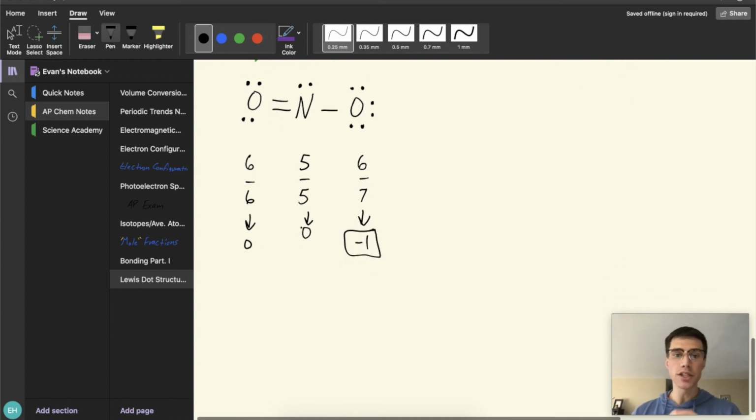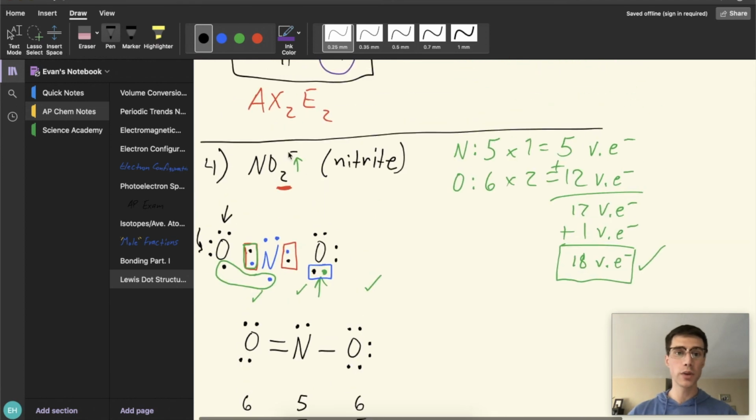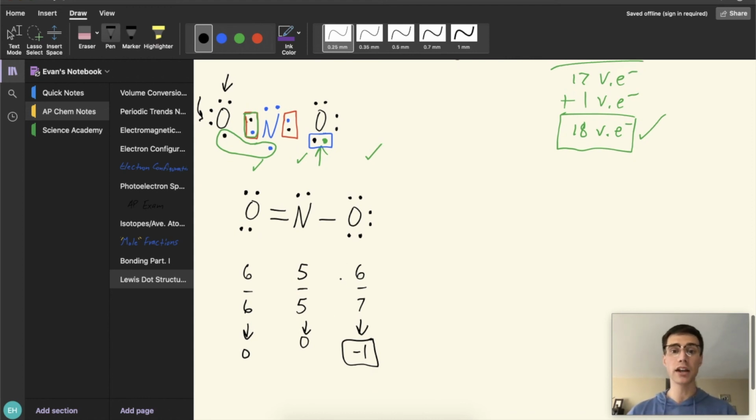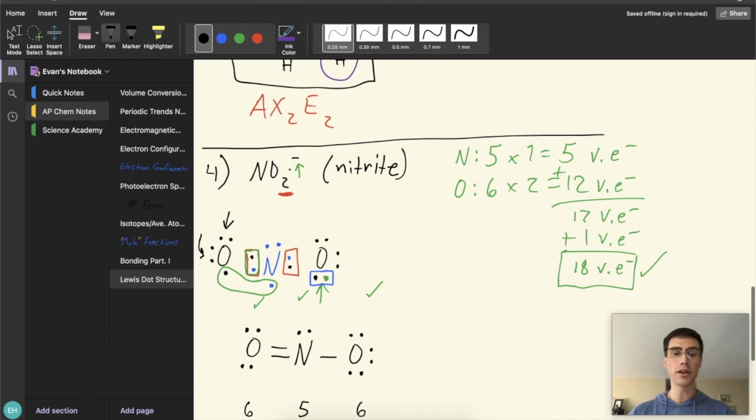So if we add up all of these values, 0 plus 0 plus negative 1 gives us a total overall charge for this molecule of negative 1, which in fact is exactly what we want, because we can see right here that this molecule has a negative charge on it because it is a polyatomic anion. So this is a scenario where it is okay to have a formal charge of something other than 0, because we need that to end up with the Lewis dot structure matching the actual molecular formula for this compound.